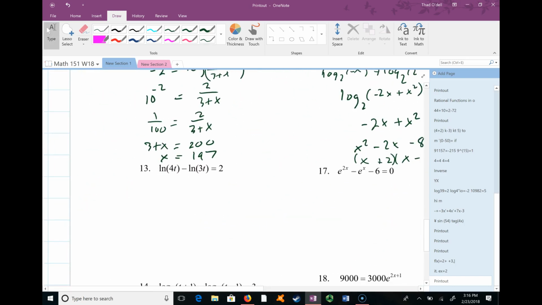Sweet. This one's a similar one. This is ln of 4t minus ln of 3t. That would be ln of 4t divided by 3t using the log rules. And that's a problem because the t's are going to cancel out, isn't it? So that says the ln of 4/3 is equal to 2, which is not true. So this is no solution.